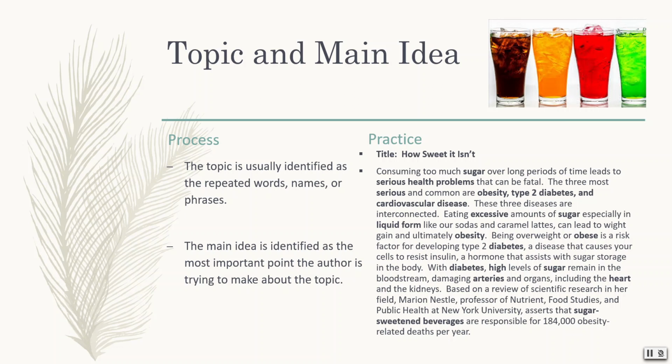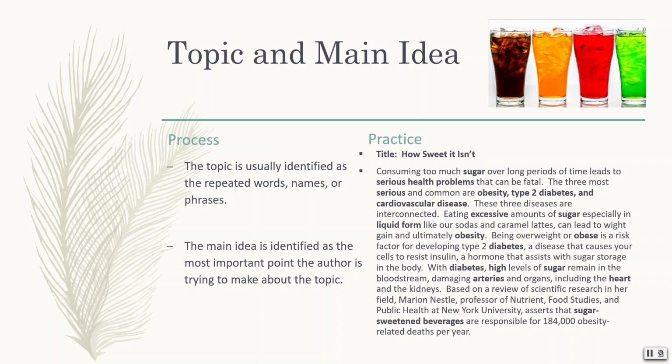So we have sugar being repeated over and over again, obesity, or words like obesity, such as overweight or obese. And then we have type 2 diabetes being repeated, and so on. So we have a pretty good idea that this is going to be about sugar related to those specific health conditions. So then we want to find out by reading it, what particular idea does the author want to get across? So as I read, I want to begin to look for that idea right from the start.